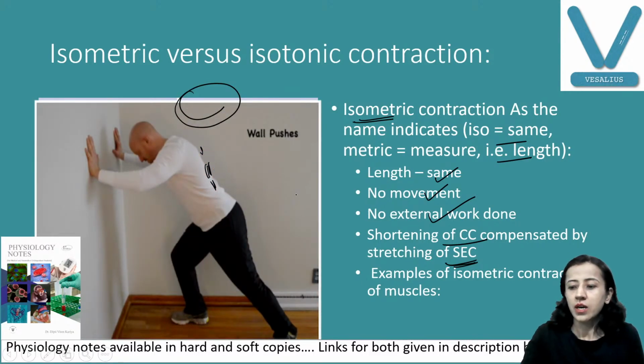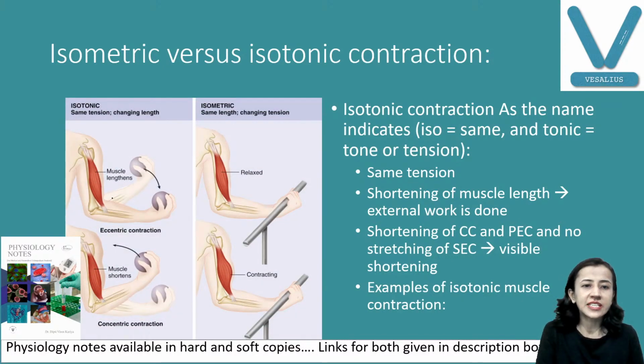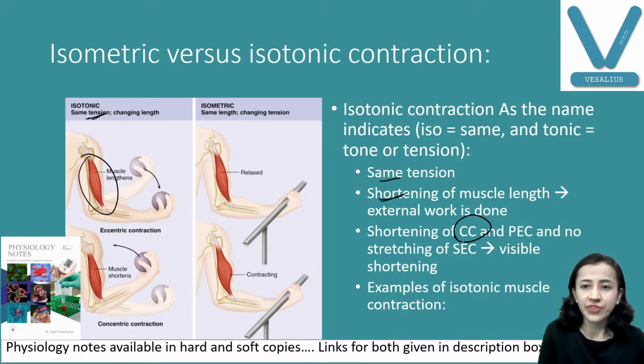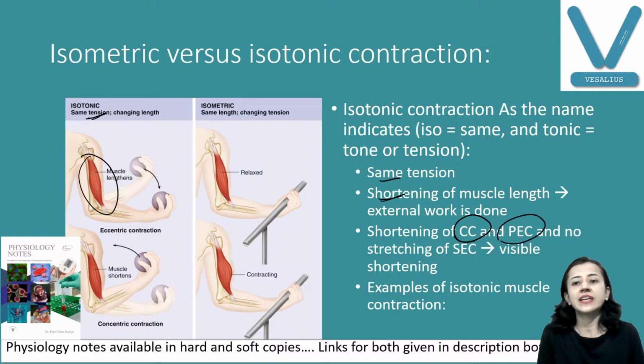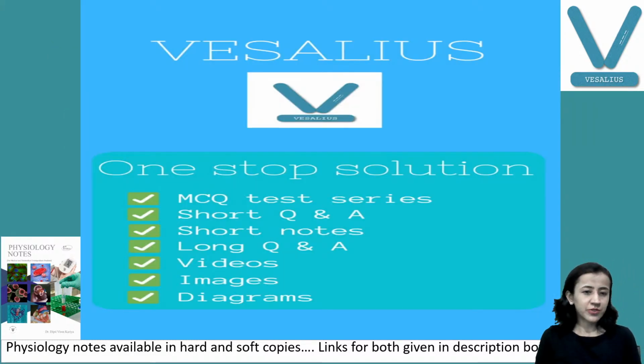Next is isotonic contraction. When we are lifting something, your muscle length changes, but the tension remains the same. So the length shortens. There is shortening of the contractile component and parallel elastic component, but no stretching of the series elastic component, so muscle length changes. Examples are when we are lifting something or walking, these are isotonic contractions. Fine. So this is all about isotonic and isometric contraction.